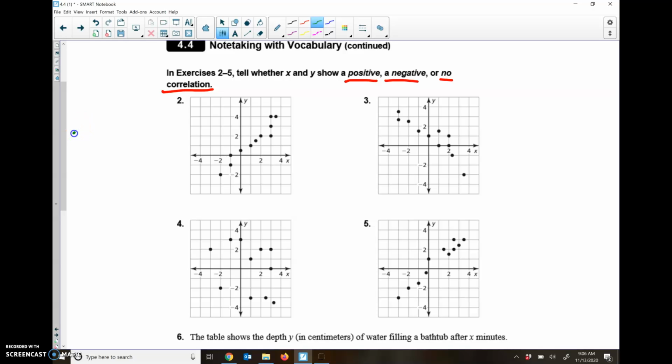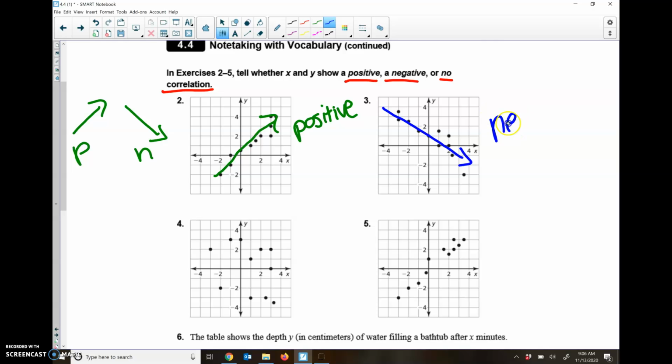And remember, from left to right, if it goes up, that is a positive correlation. From left to right, if it goes down, then that is a negative correlation. Looking at number 2, from left to right, it looks like most of these dots are trending upward. So this would be a positive correlation. Most of those dots are going up. If you look at number 3 here, it looks like most of these dots from left to right are heading in the downward direction. So this would be a negative correlation.